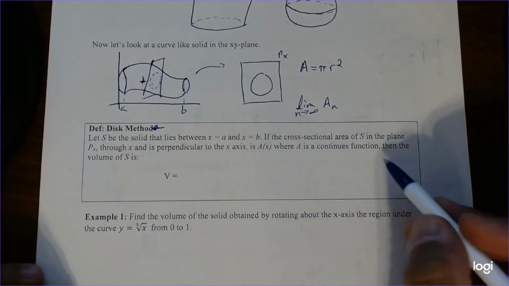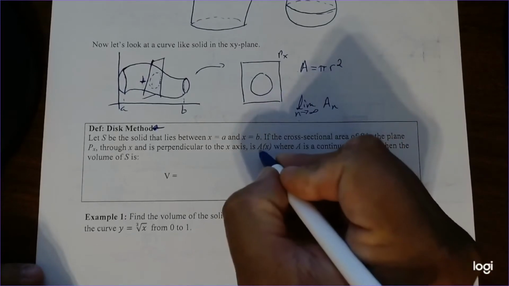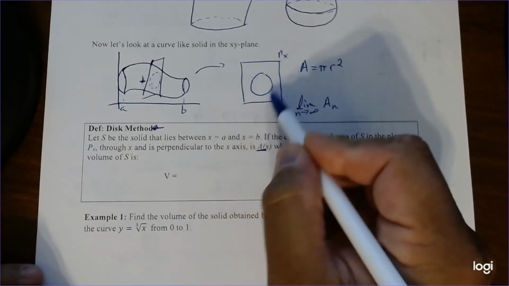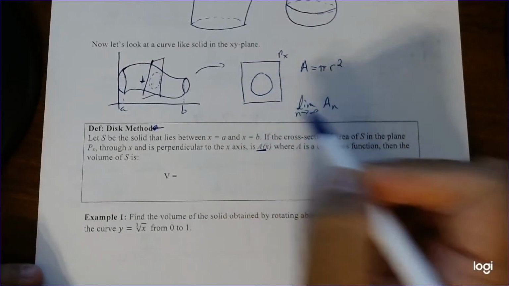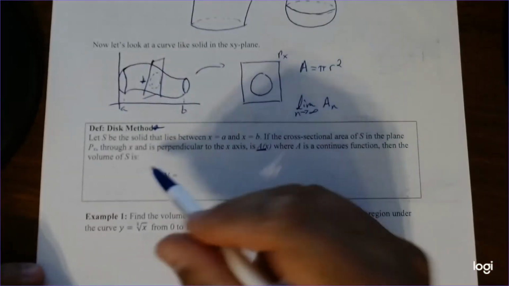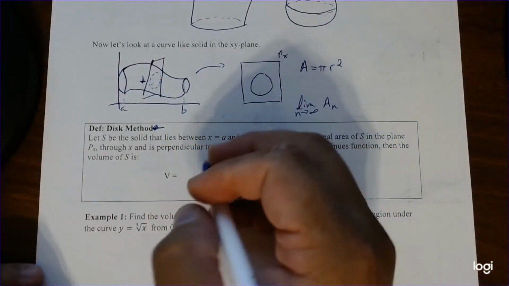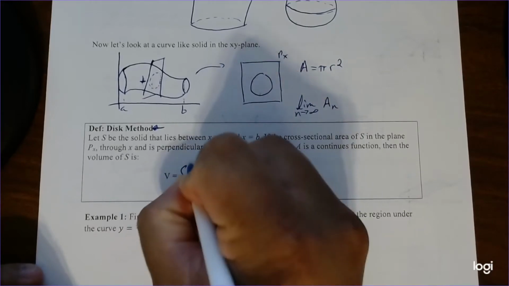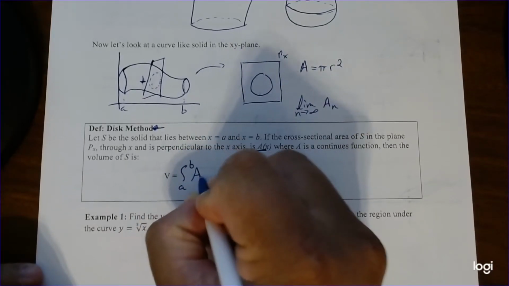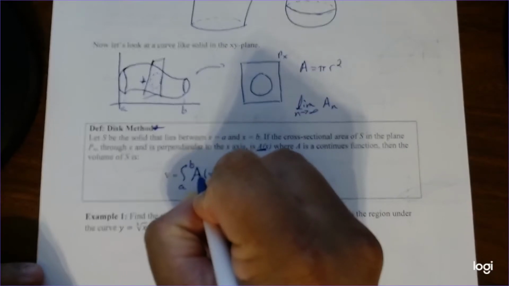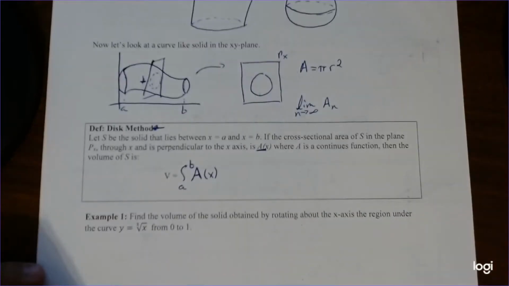where A is a continuous function, then the volume, so this is going to be our area of this individual slice, that's what A(x) represents. So therefore, the volume of this solid, call it S, is equal to the integral from a to b of the area function in terms of x, dx.